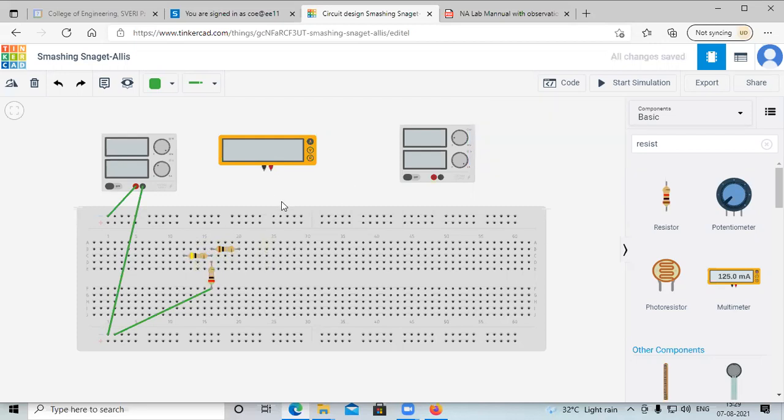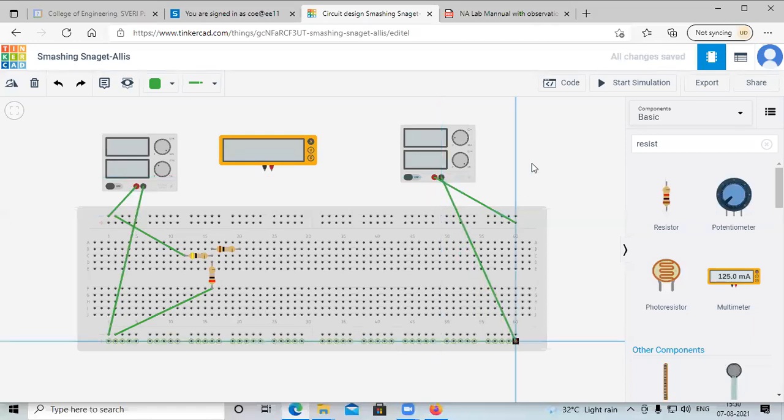Then here the voltage can be applied. Suppose it is connected here. This is the positive terminal. The negative terminal can be connected here. Then this one is a common terminal.